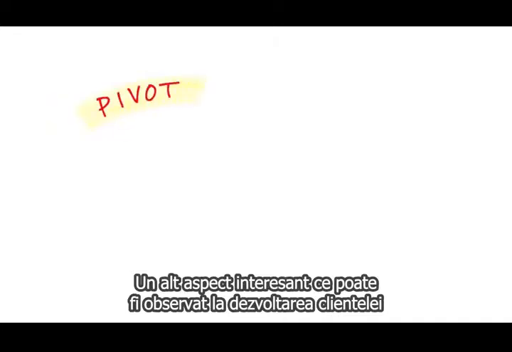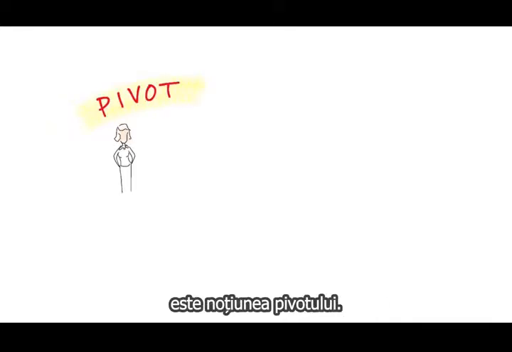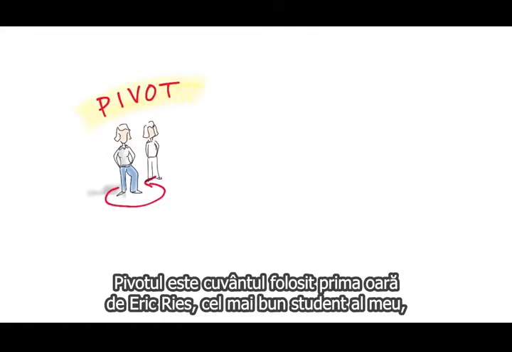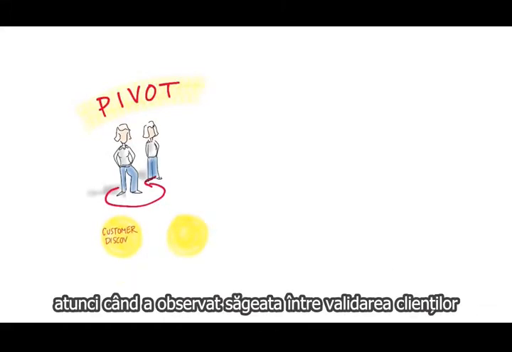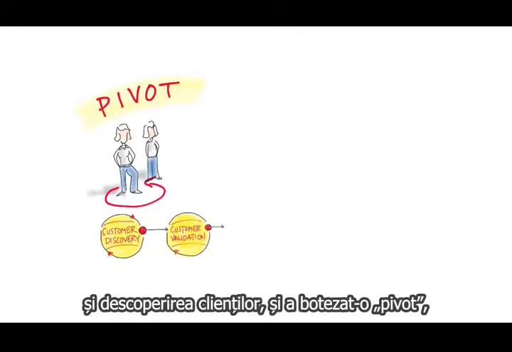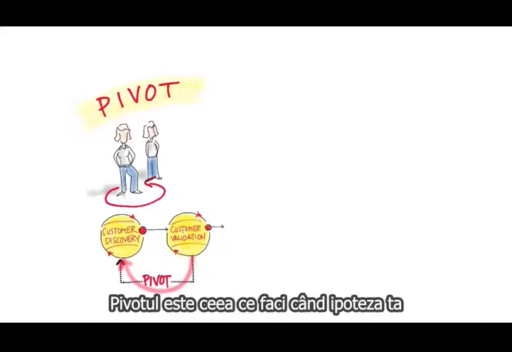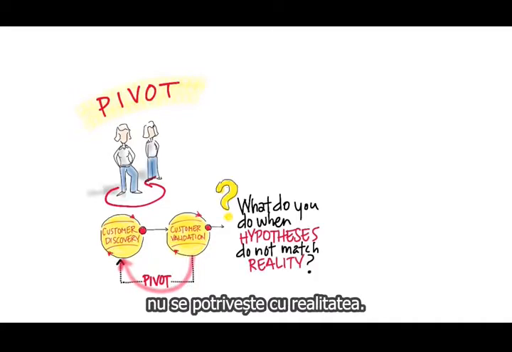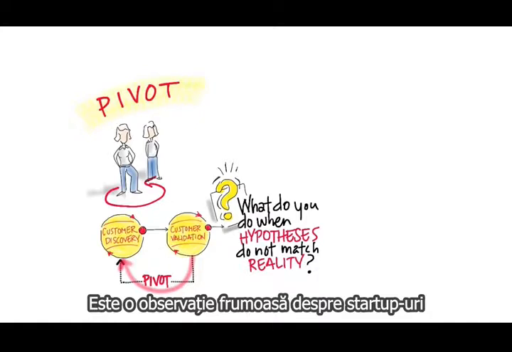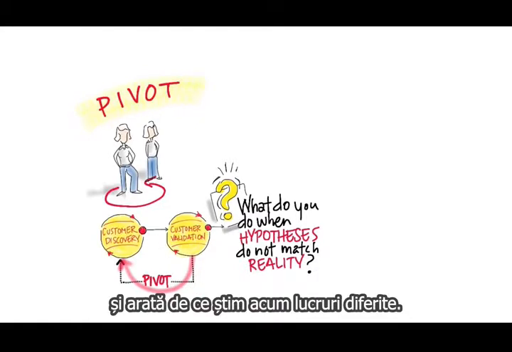One of the other interesting observations about customer development is this notion of the pivot. Pivot was a term that my best student ever, Eric Ries, coined when he noticed the arrow between customer invalidation and customer discovery, and he actually gave it a name, which I think is incredibly accurate. A pivot says, what do you do when your hypotheses don't meet reality? And this is such a neat observation about startups and why what we now know is much different than before.